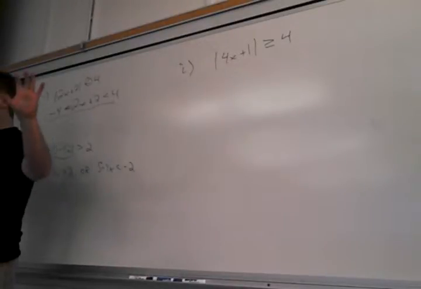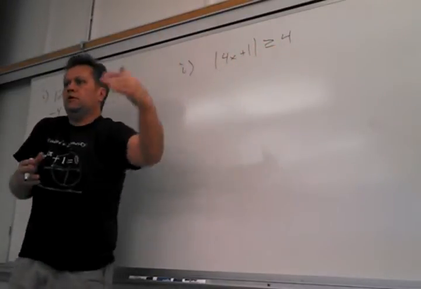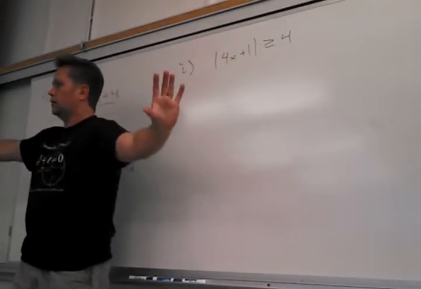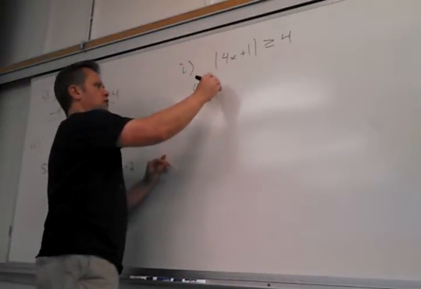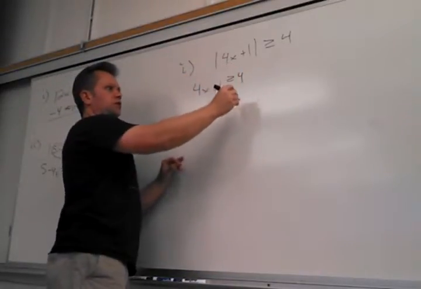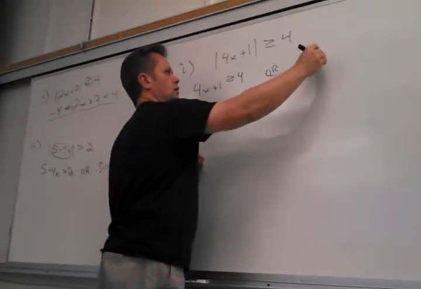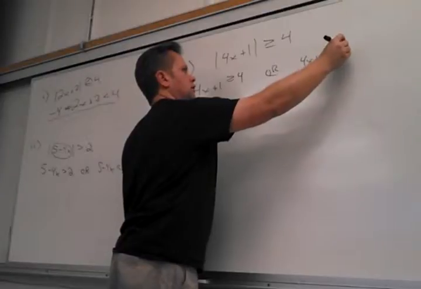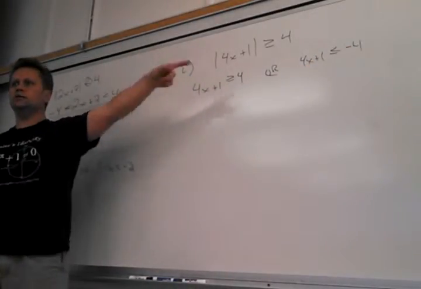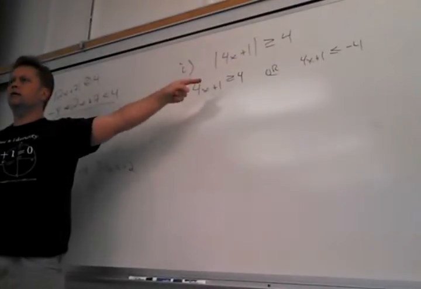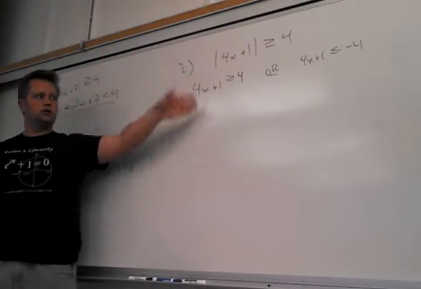No, it's greater than. The distance, I want it to be greater than something. So you can't be 3 feet. You've got to stay far away from it, right? So 4x plus 1 is greater than or equal to 4, or 4x plus 1 is less than or equal to negative 4. Hopefully it makes sense. When you make that negative, the inequality's got to flip also, right? And then you solve those.